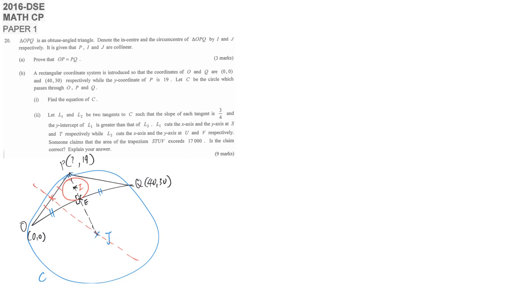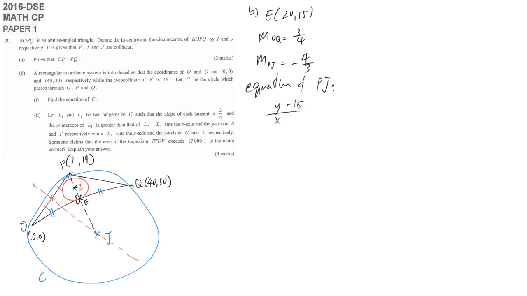First stage, we have to get the perpendicular bisector of OQ. So point E (20, 15) is the midpoint, and then the slope of OQ is equal to 3 over 4. That means the slope of PJ is equal to negative 4 over 3. So to write down the equation of PJ, it is (y minus 15) over (x minus 20) is equal to negative 4 over 3.